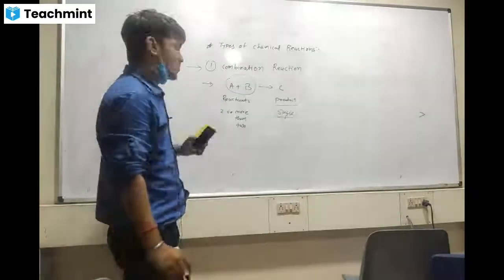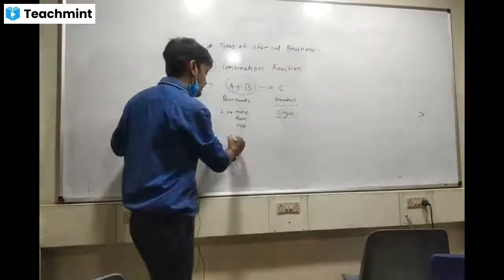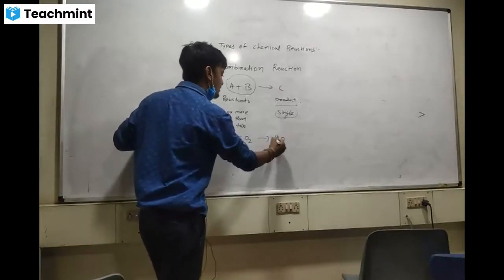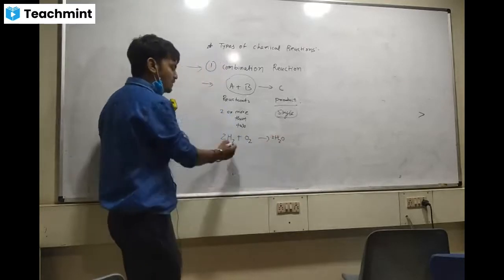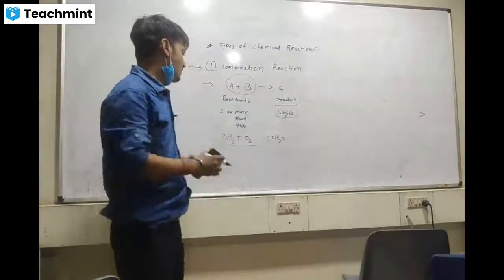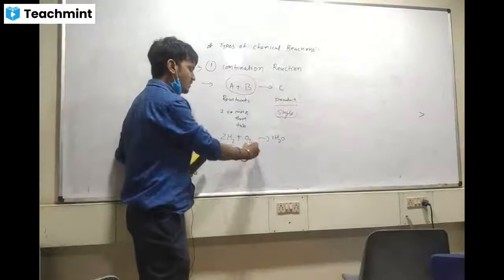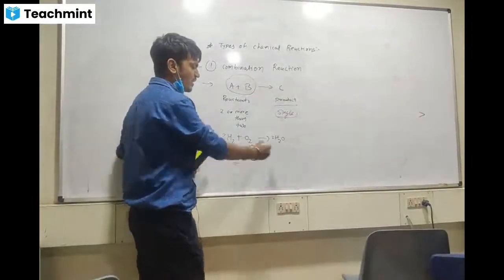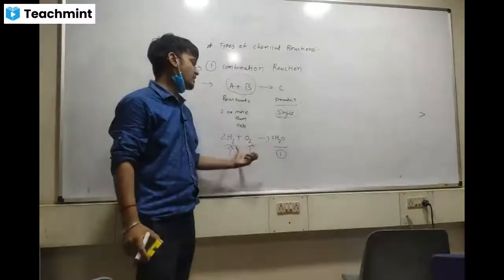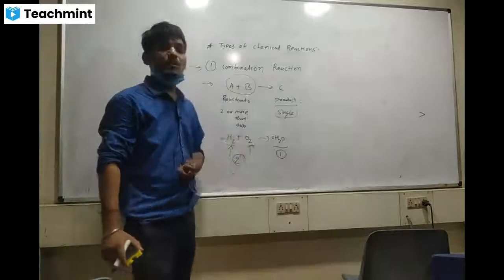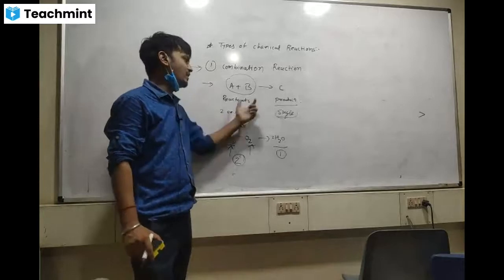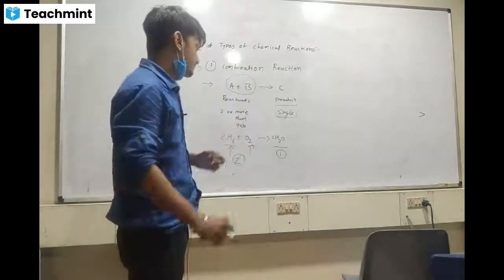The best example of combination reaction is the production of water from hydrogen and oxygen gas. As we know, when hydrogen and oxygen gas combine, they form water. Here see, the number of types of reactants is 2, and types of product is 1. Only a single type of product is formed in this reaction. So this reaction is known as combination reaction. So in combination reaction, two or more than two reactants are combined and form a single product.